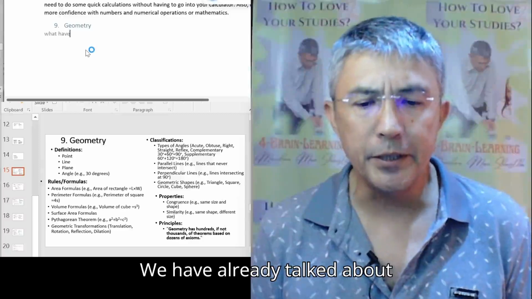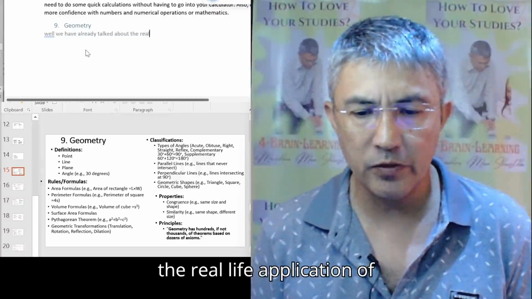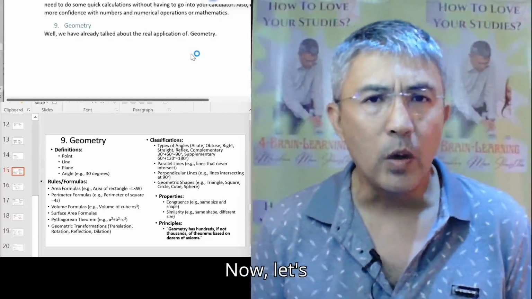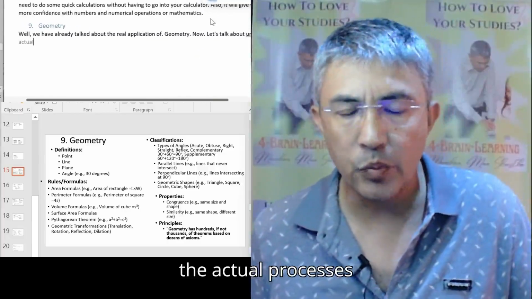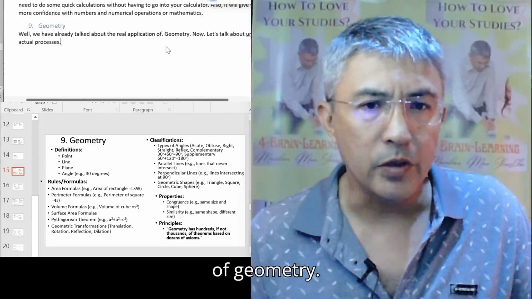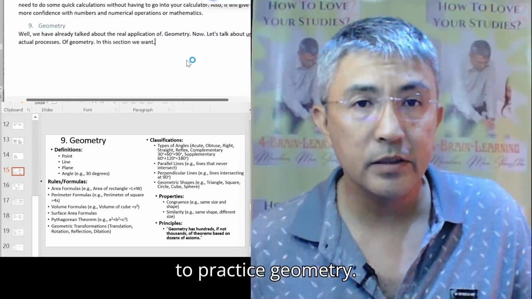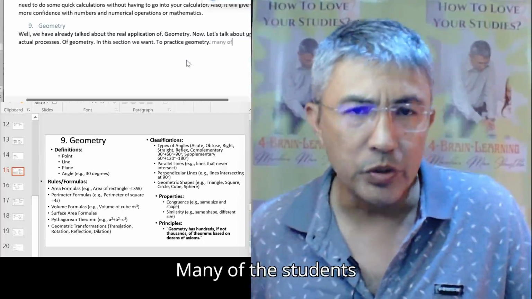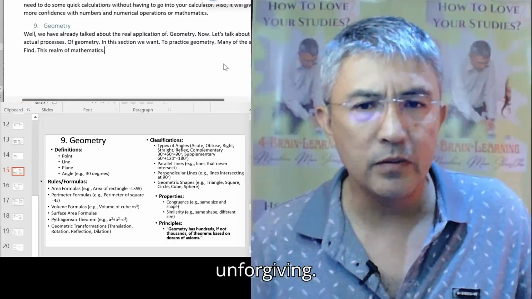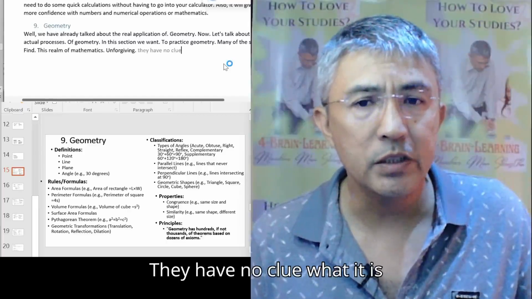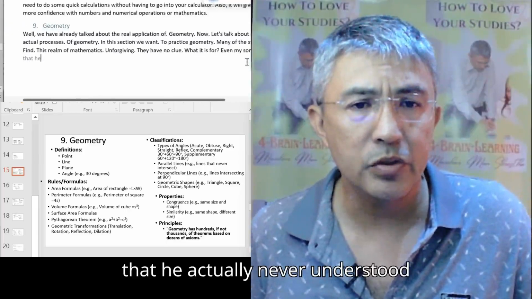We have already talked about the real life application of geometry. Now, let's talk about the actual processes of geometry. In this section, we want to practice geometry. Many of the students find this realm of mathematics unforgiving. They have no clue what it is for. Even my son complains that he actually never understood geometry.